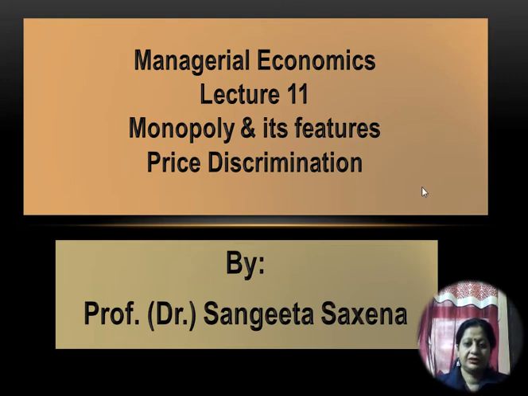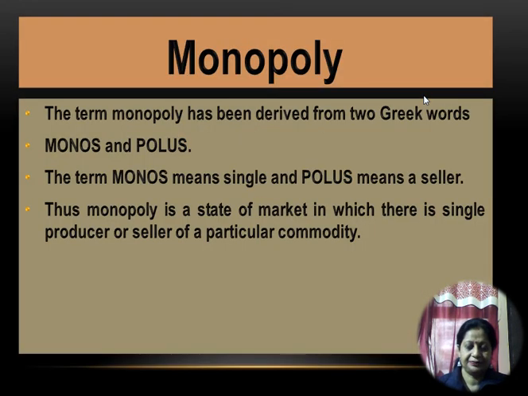So the second market structure that we are going to discuss is monopoly. The term monopoly has been derived from two Greek words, monos and polis. The term monos means single and polis means seller. So, monopoly is a state of market in which there is a single producer or seller of a particular commodity.